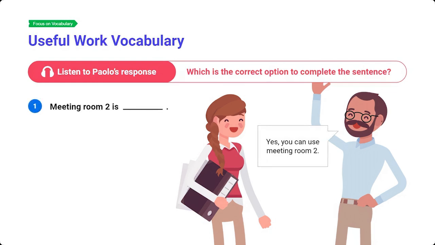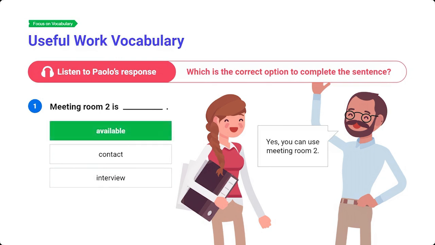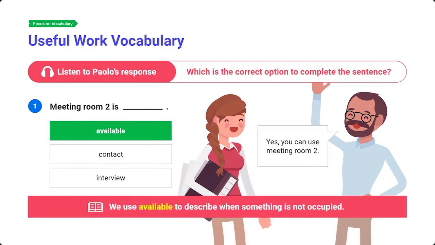Which is the correct option to complete the sentence? Available. Contact. Interview. That's right. The correct answer is available. We use available to describe when something is not occupied.